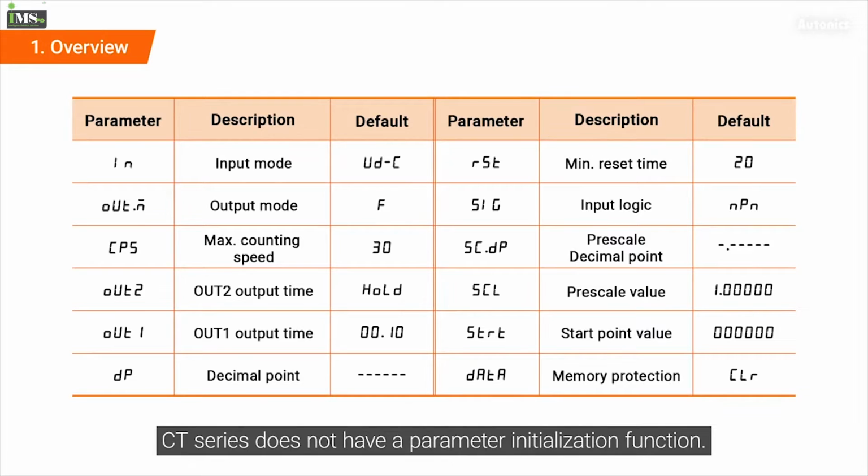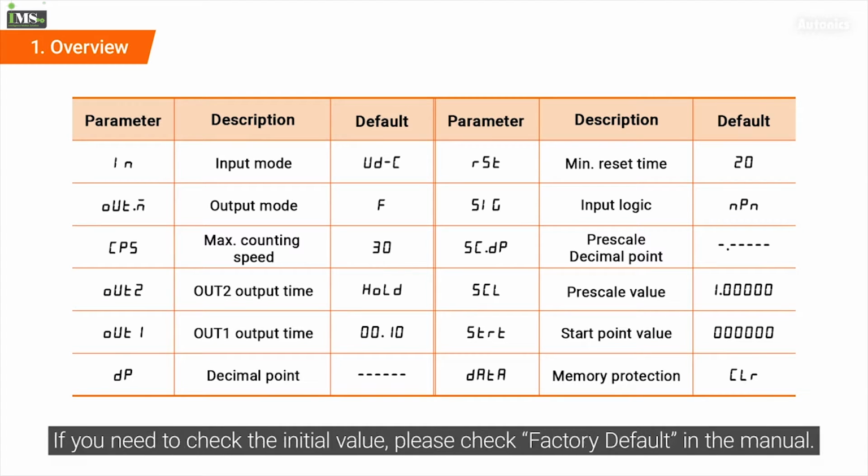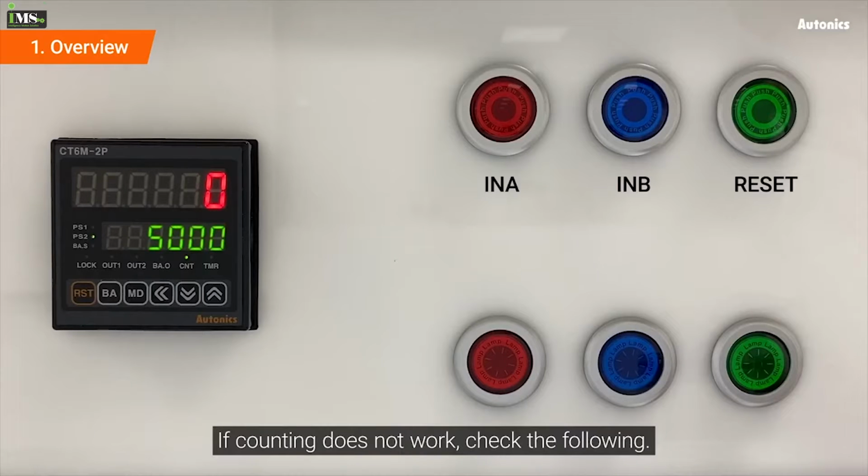CT series does not have a parameter initialization function. If you need to check the initial value, please check factory default in the manual. If counting does not work, check the following.